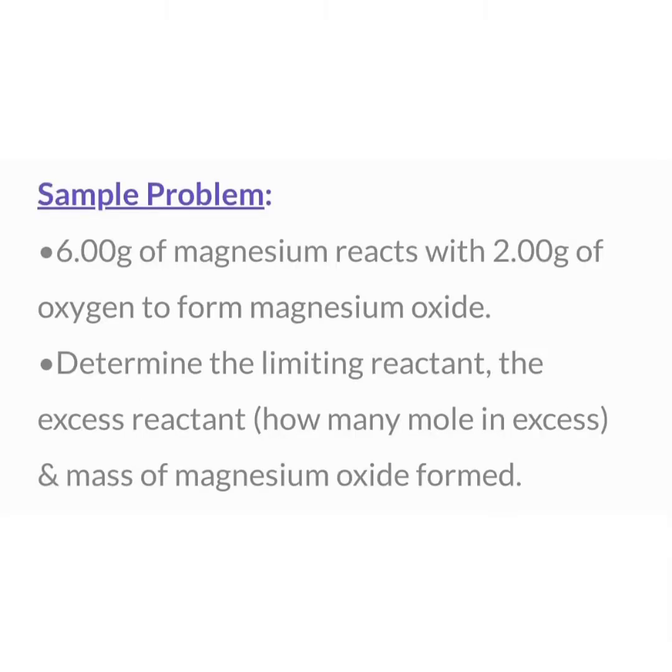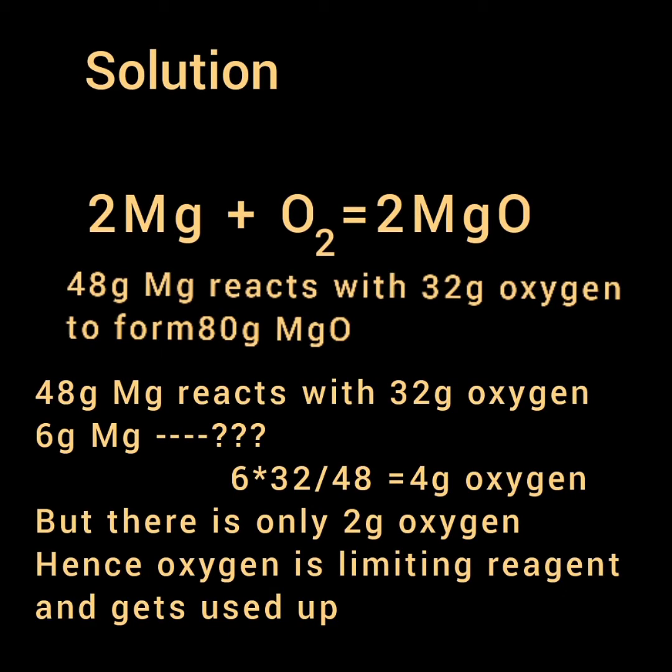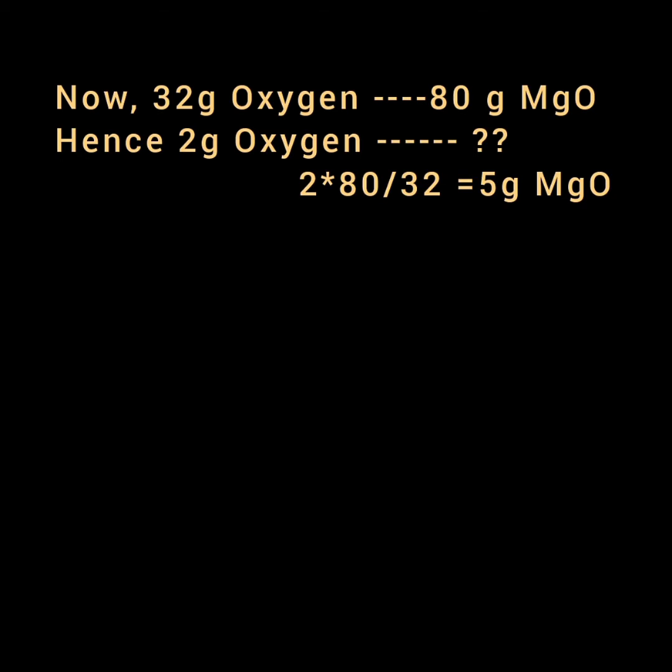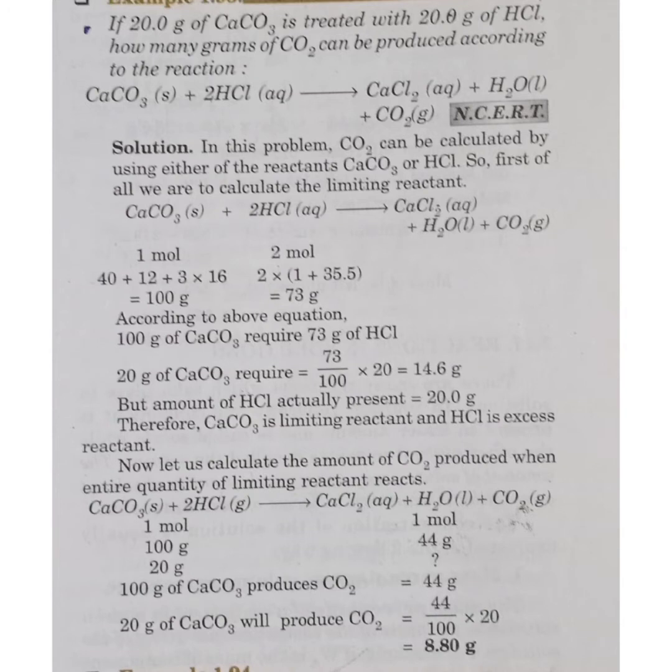Let us see this sample problem where 6 gram of magnesium reacts with 2 gram of oxygen to form magnesium oxide. We can easily calculate the amount of limiting reagent and excess reagent as shown in the solution. Understand it with the help of one more numerical.